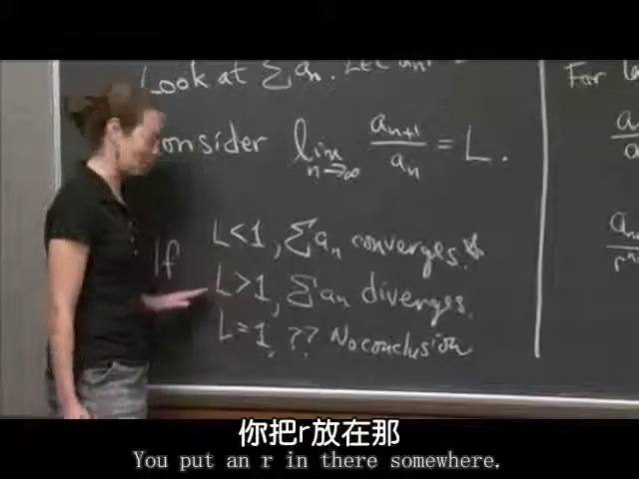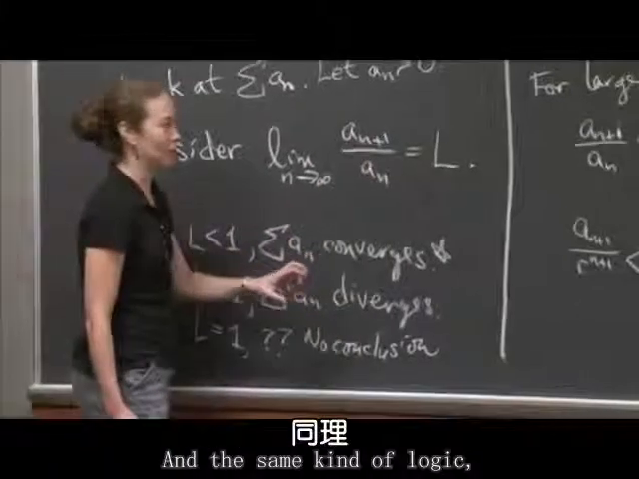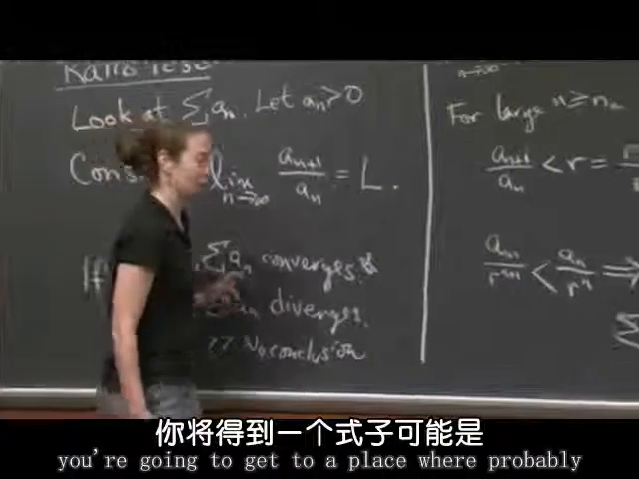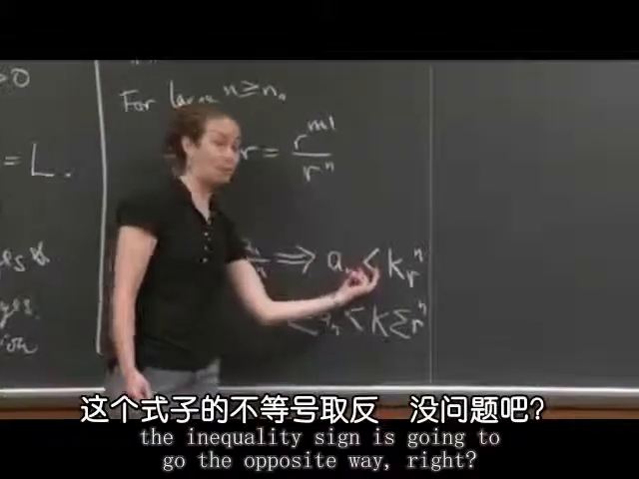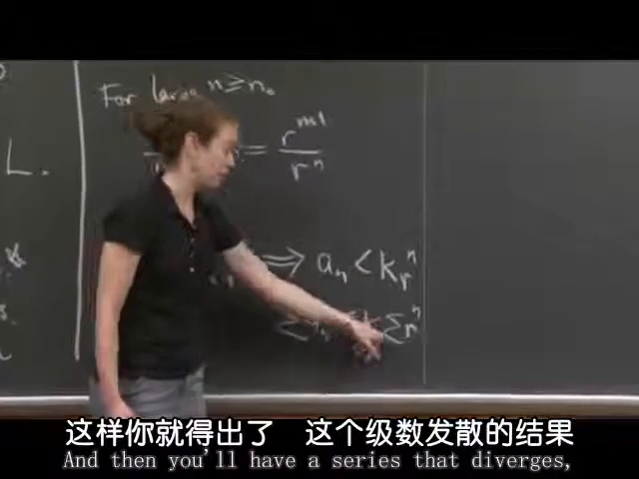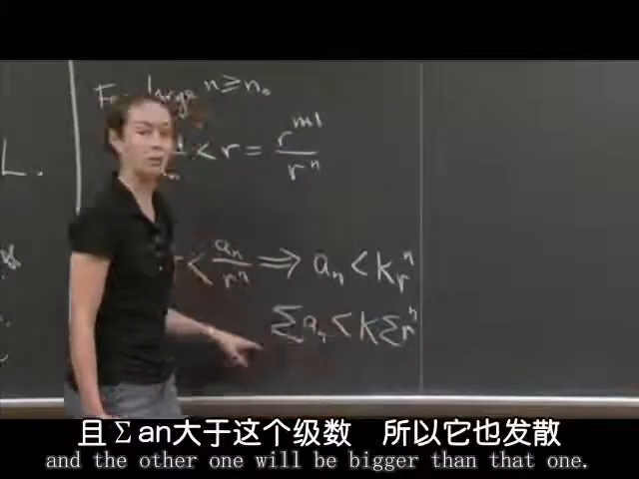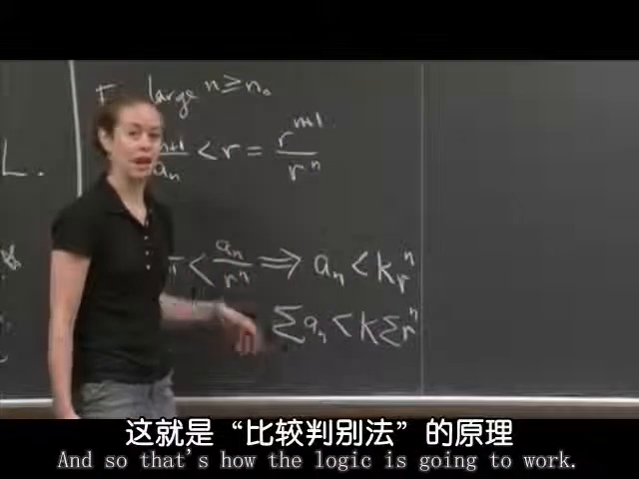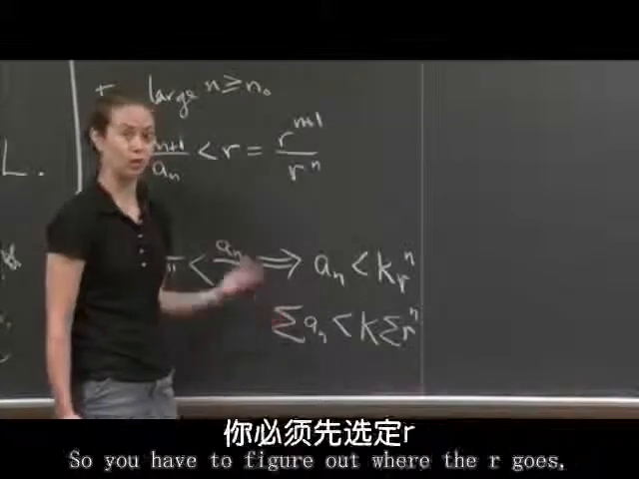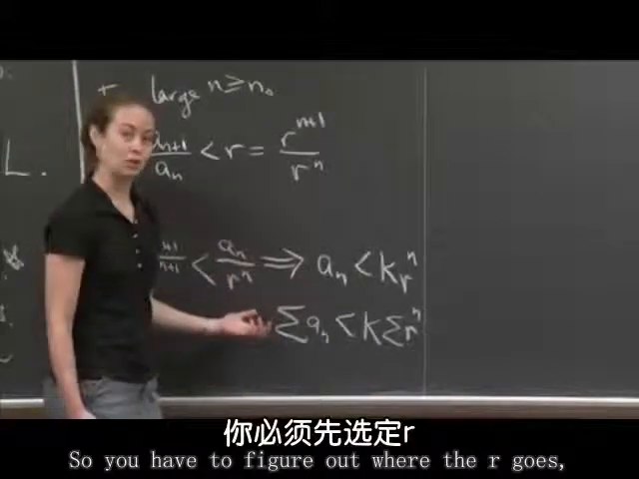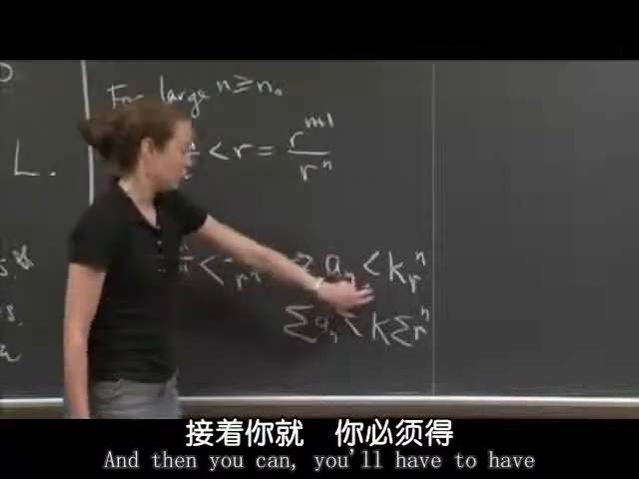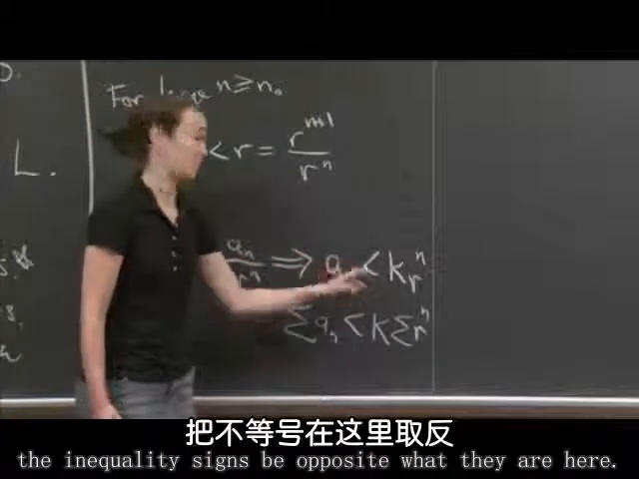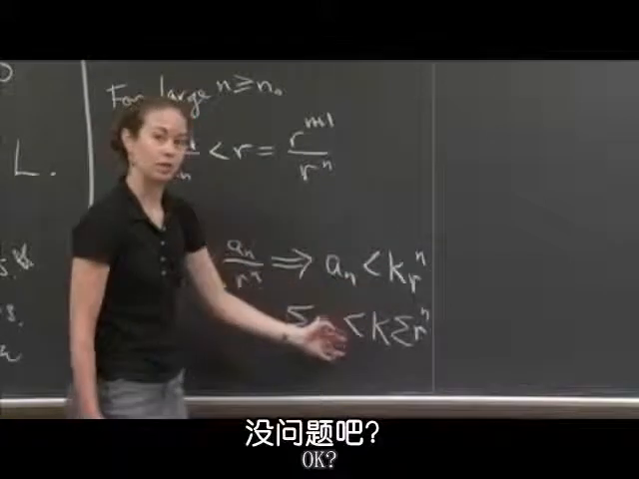You put an r in there somewhere, and the same kind of logic, because the r will be bigger than 1, you're going to get to a place where the inequality sign is going to go the opposite way. And then you'll have a series that diverges, and the other one will be bigger than that one. So that's how the logic is going to work. You have to figure out where the r goes, but I guarantee you'll want the r bigger than 1, and then you'll have the inequality signs opposite what they are here.